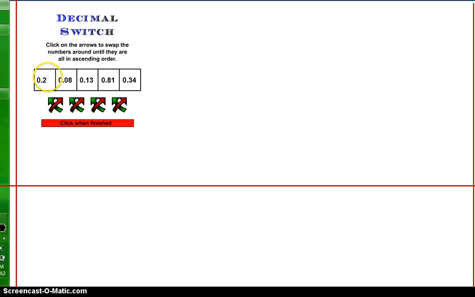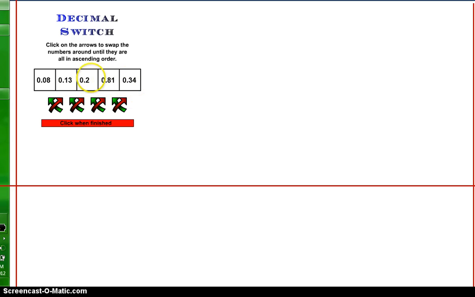What we see now is in the first number there's a 2, in the second number there's a 0, the third number there's a 1, the fourth number there's an 8, and the fifth number there's a 3. So the smallest of all of these is the 0. We're going to put that first. We're going to swap those. Then the second smallest of these 4 numbers, 2, 1, 8, and 3, is 1. So we're going to put that there.